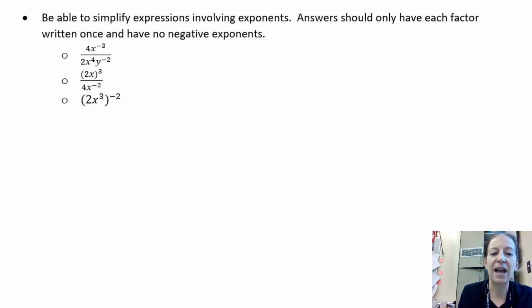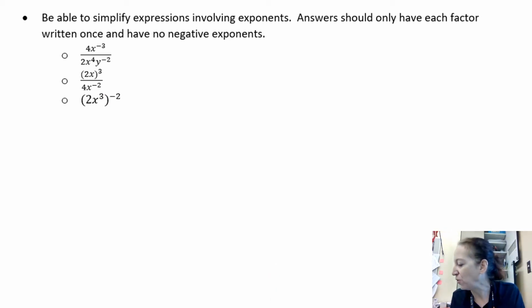All right, next category of problems is be able to simplify expressions involving exponents. Answers should only have each factor written once. So you know what that means. This piece of the direction should only have each factor written once. Means like, see how there's an x in the numerator, x in the denominator. You can't have more than one x. So there should just be one x somewhere. But you've got to get all the x's together into just one. You can't have an x in the numerator and an x in the denominator, or 2 x's in the numerator, or anything like that. And should have no negative exponents. We need to manipulate all those negative exponents away.